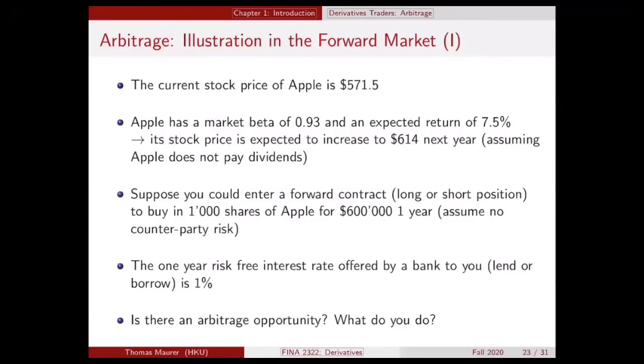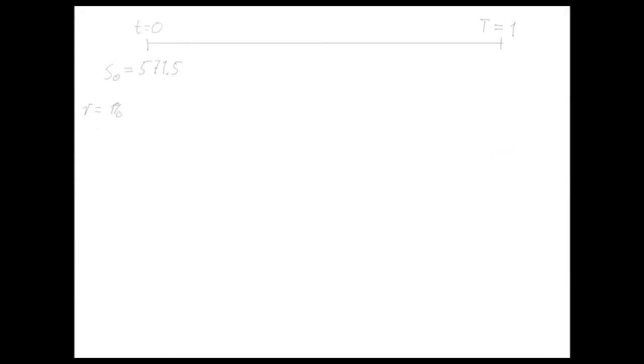And the last thing we know is we can sign a forward contract to buy or sell shares at a forward price of $600,000. Okay, so the forward price, and let me just write it down per share, at maturity in 1 year, the forward price you lock in today is $600 per share. Okay, and it's written on 1,000 shares. So let me propose the following strategy. Today, I buy 1,000 shares of Apple.